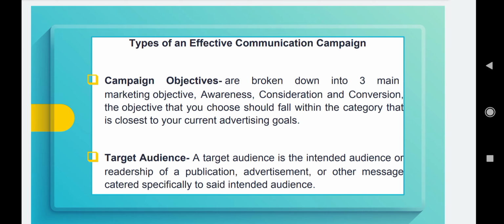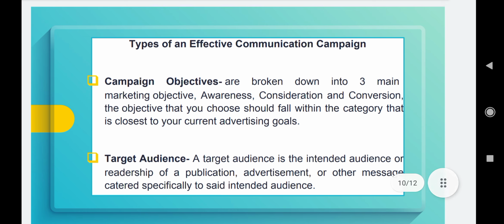Awareness is an objective that generates interest in your campaign. Consideration is an objective that gets people to start thinking about the message and applying it to themselves. And conversion is an objective to encourage people to help share and spread the message through their personal experiences.